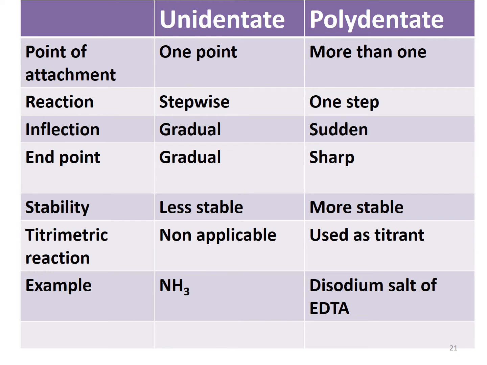This is a simplified table which gives you a quick comparison at different points between the unidentate and the polydentate, taking up from the point of attachments, the reaction, how it will be, the inflection of the titration curve, endpoint, stability of the formed complex, titrometric reaction, and of course some examples.